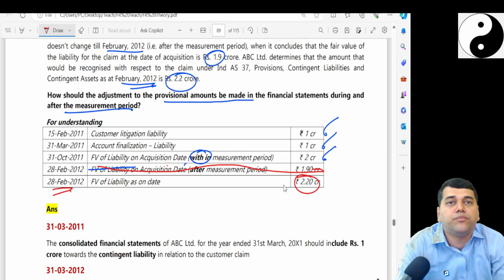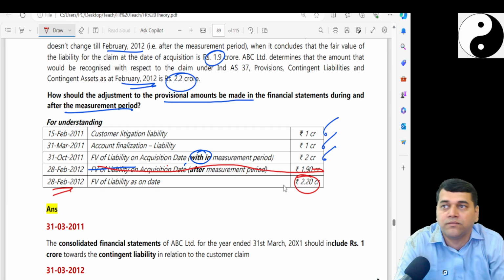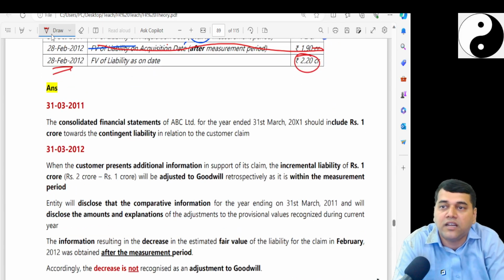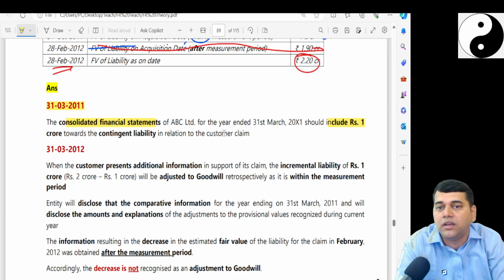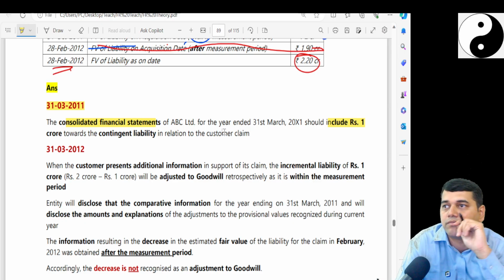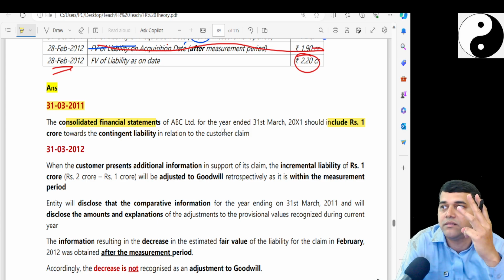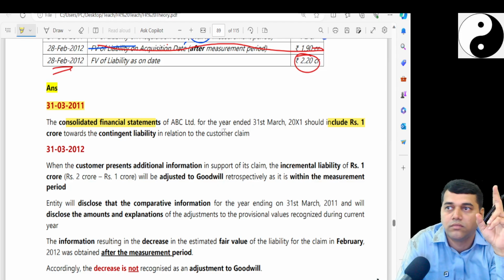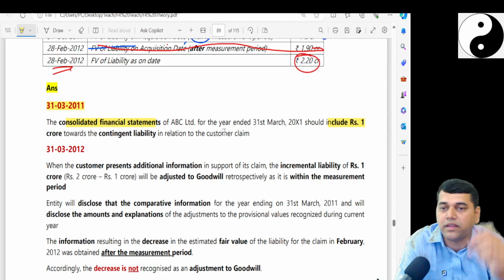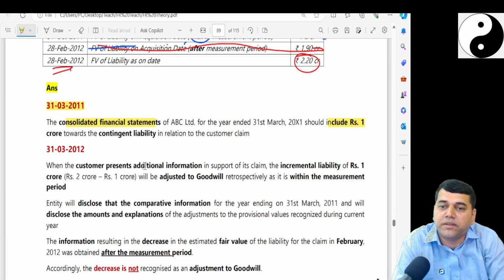So now the question is, how do you adjust this? You have to write a theory. You have to say that on 31st March, the CFS will show a contingent liability of 1 crore along with goodwill of 1 crore. Now, what is your goodwill here? Goodwill is 30, which is 100 minus 70. When the customer presents additional information, the incremental liability of 1 crore will be adjusted to goodwill because it is within the measurement period.